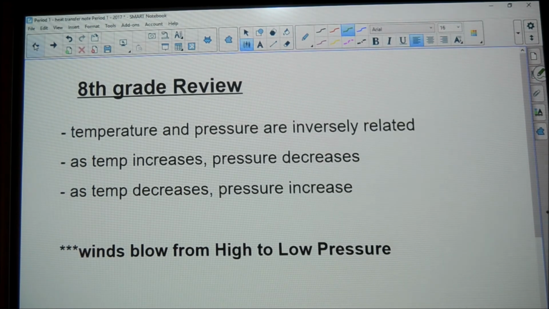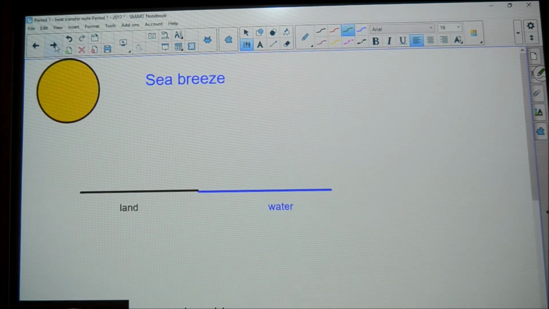Also important for you to know, winds blow from high to low pressure, high energy to low energy, all right? So blowing from high pressure to low pressure, like I said, it's going to tie forward to your meteorology. This is your foundation. All right, we need to talk sea breeze and land breeze. I need you going back.